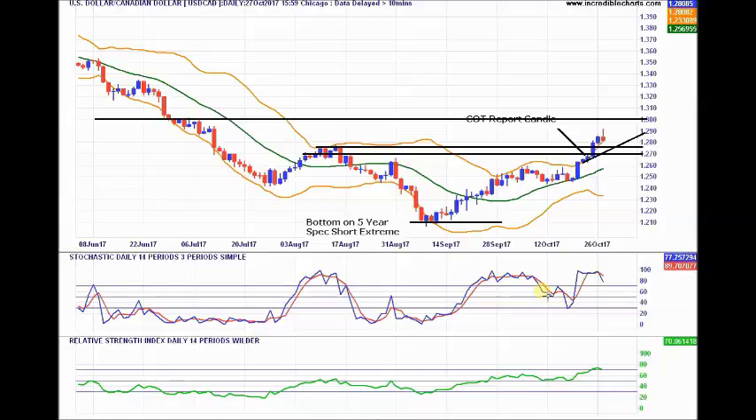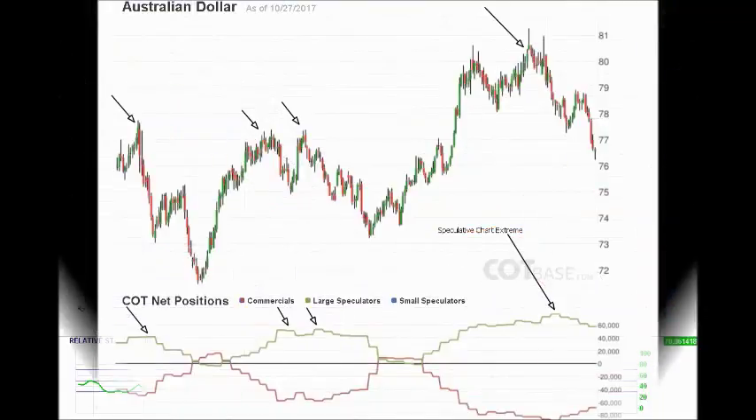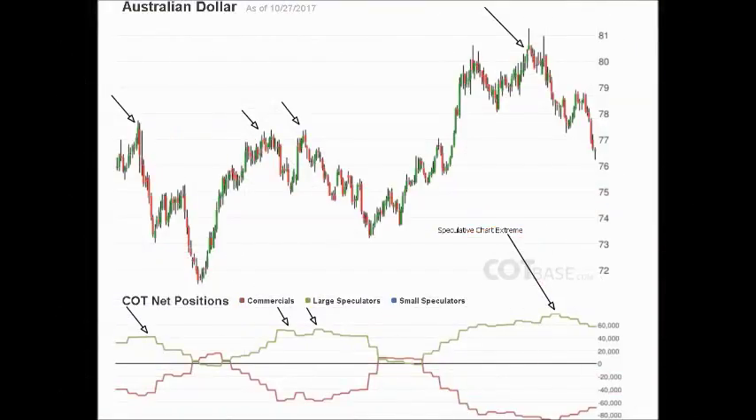Right, let's move on now to the Australian dollar, and let's do the COT data first against the USD. In terms of the COT, just for new viewers, you can see good divergences between speculators and commercials tend to give good corrections on the chart. So this was a nice one, about 500 pips.